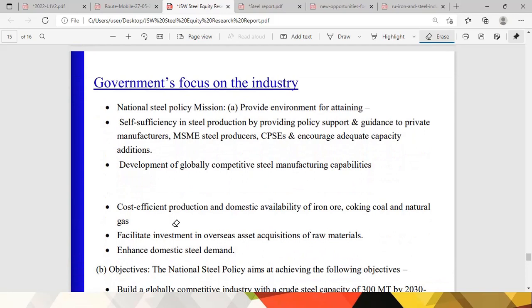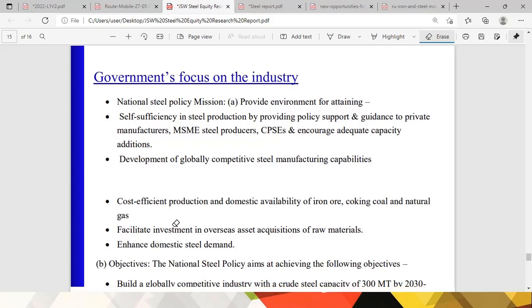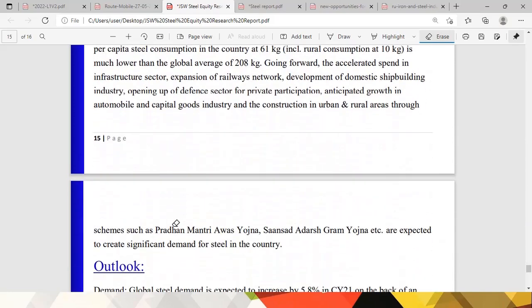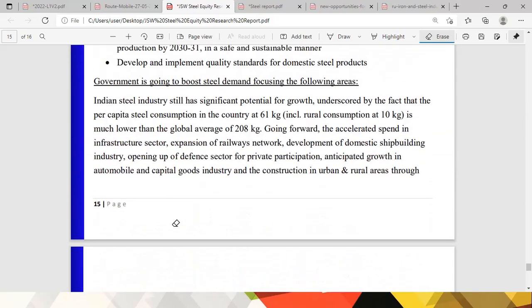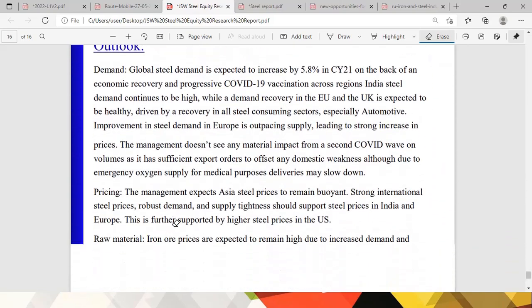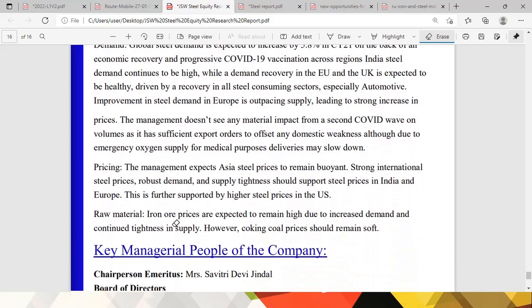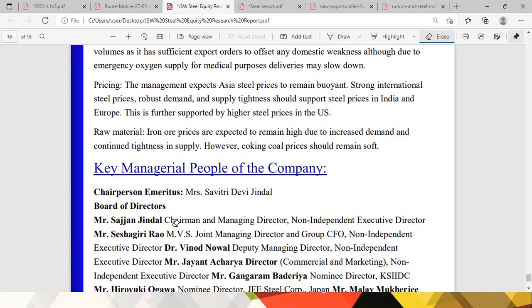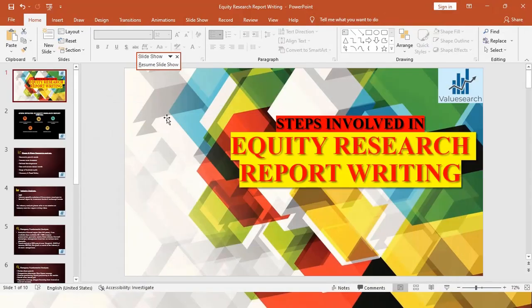Government's initiative, government's focus on this particular industry. What is the tax condition? What are the PLI schemes? What are the incentives given by government? How government wants to boost the production and sale of this industry. Overall business outlook and key managerial people. So with this, I have ended my report.